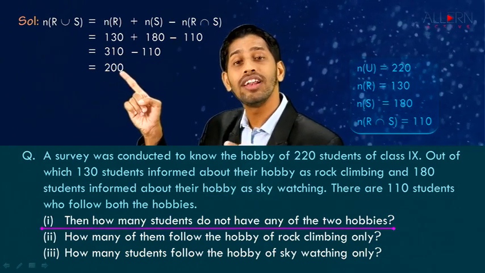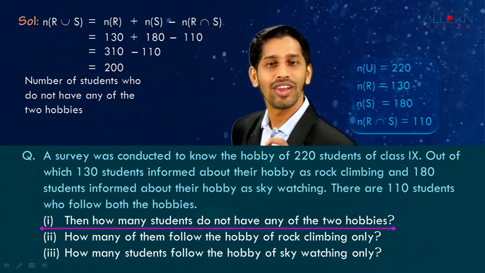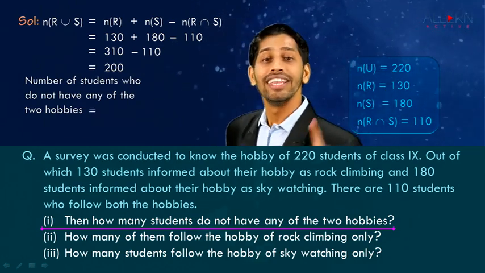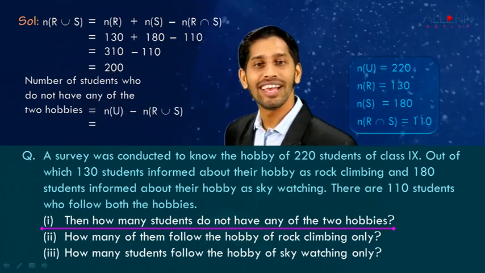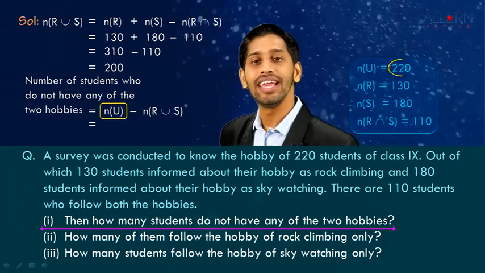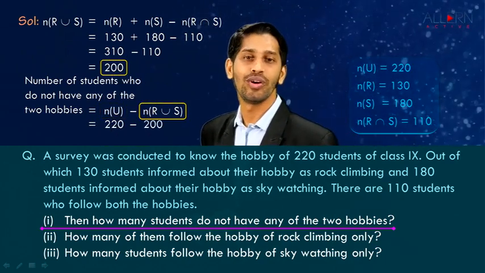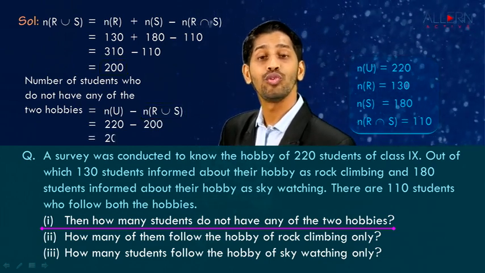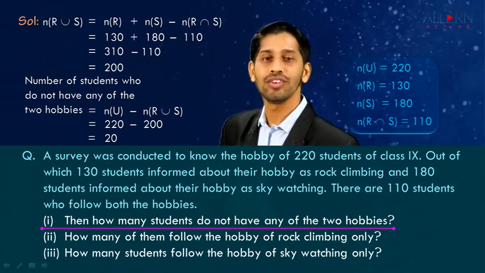And we need to find the number of students who do not follow any of the two hobbies. It is very easy. We have to just subtract 200 from 220, that is n of U minus n of R union S, which is 220 minus 200, and that gives us 20. So the number of students who do not follow any of the two hobbies is 20. So that completes our first question.